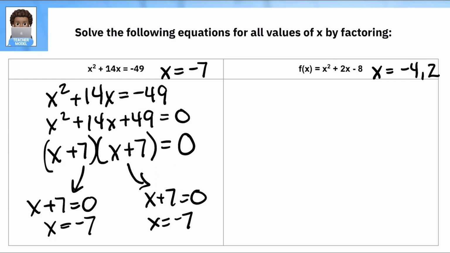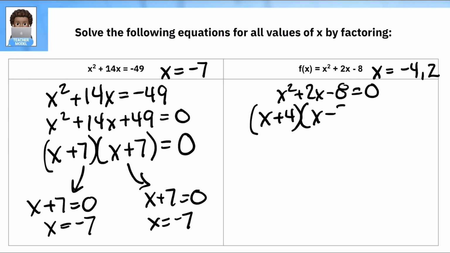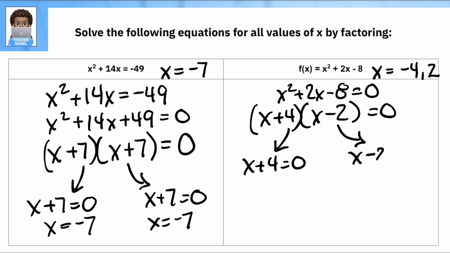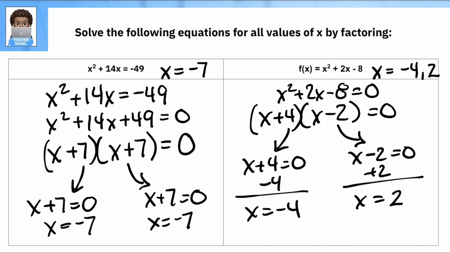Let's look at the next one. Again, we're setting it to 0, even though it's f of x. And again, we're finding what are the factors of -8 that add up to +2. And that would only happen with +4 and -2. So here are 2 equations. x plus 4 equals 0. x minus 2 equals 0. So we're going to subtract 4 on both sides here. x is equal to -4. We're going to add 2 to both sides here. x is equal to 2.